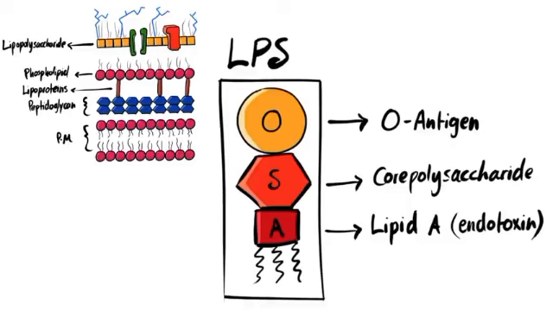These endotoxins are antigenic, which means they can elicit an immune response, causing symptoms of fever, weakness, aches, or shock to the patient.